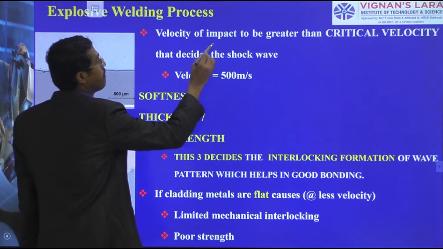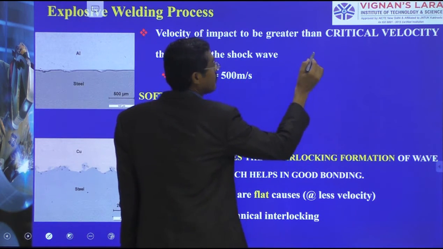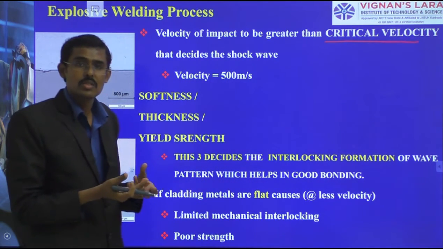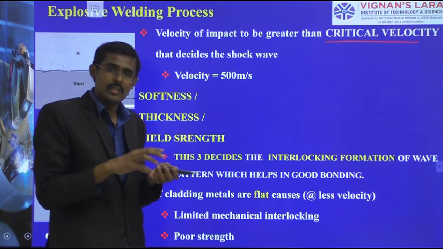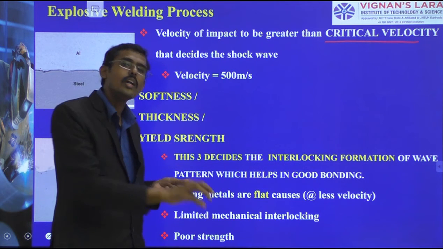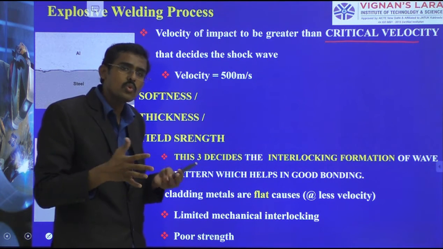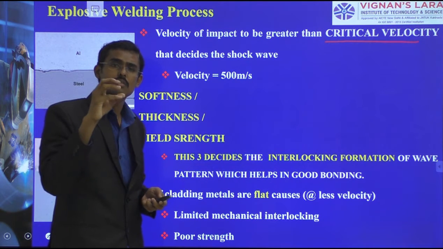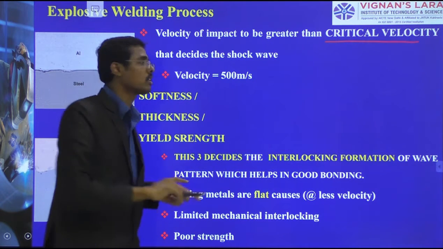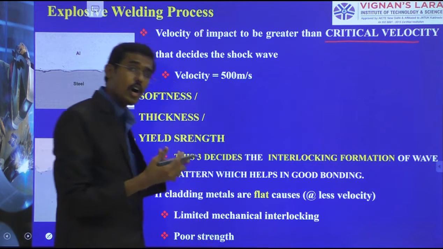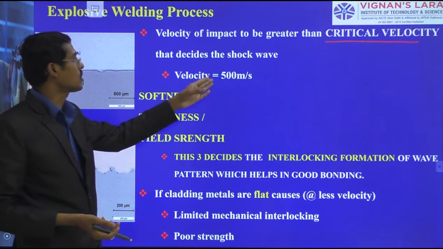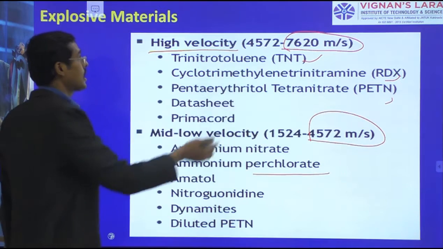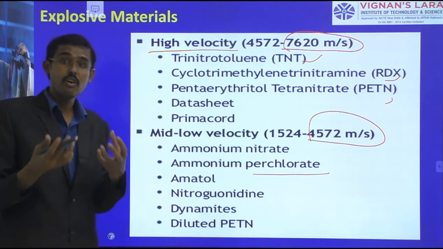So the velocity of impact has to be greater than the critical velocity. Sometimes, if the velocity is very low, cracks start and it slowly blasts. There is no use, as impinging will not take place. Therefore, we should be higher than the critical velocity. How much is it? The velocity should be at least 500 meters per second. This RDX content gives about 7,000, that much force we have.